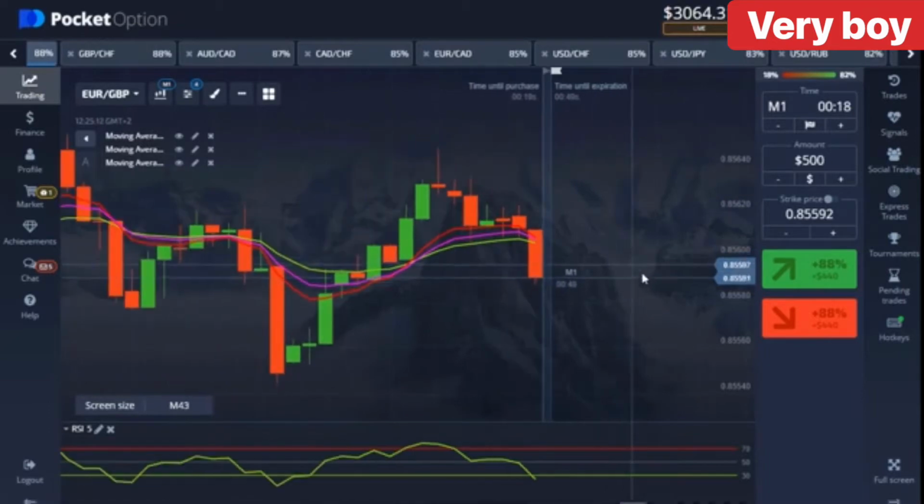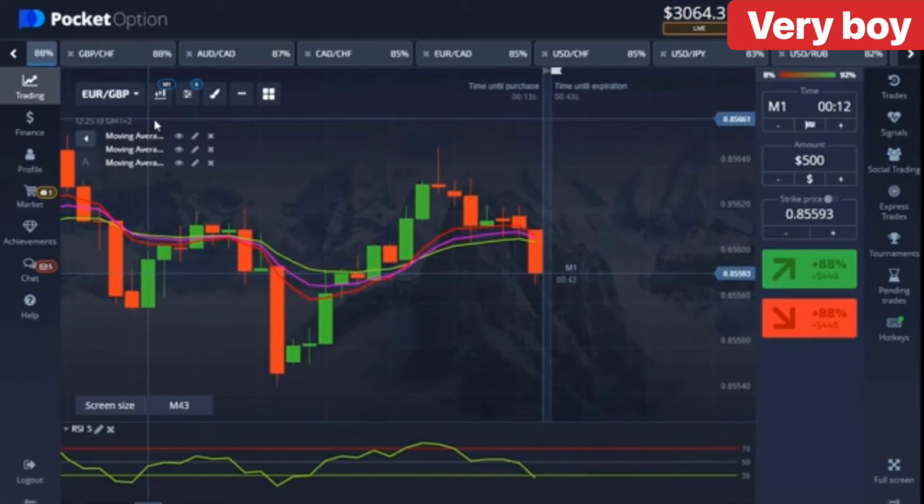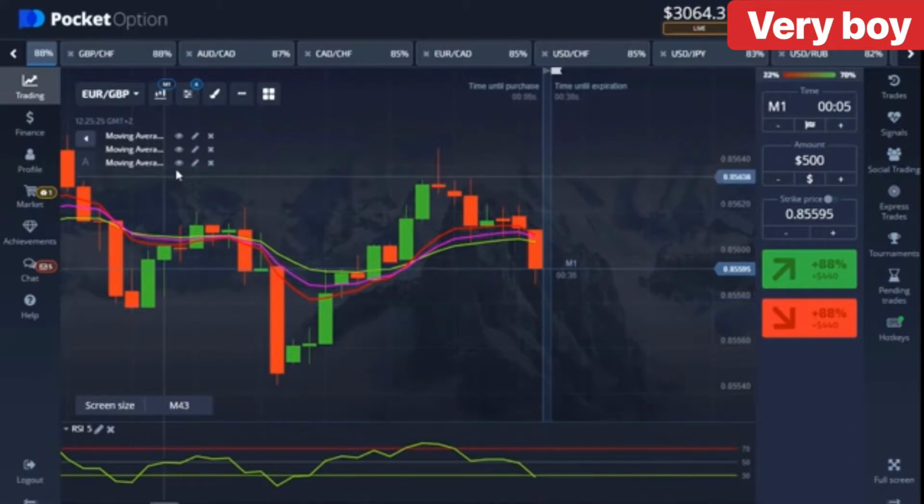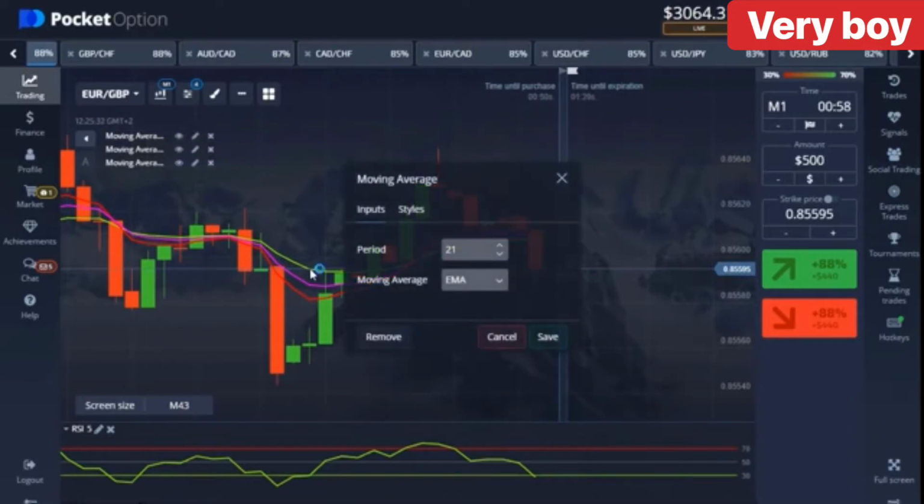In this video I'll be trading again with this strategy, and of course it's a 1 minute strategy. I'm using the 1 minute candle time frame. We have a couple of indicators here. The first indicator is the moving average, in 3 places. The first moving average has a period of 21.